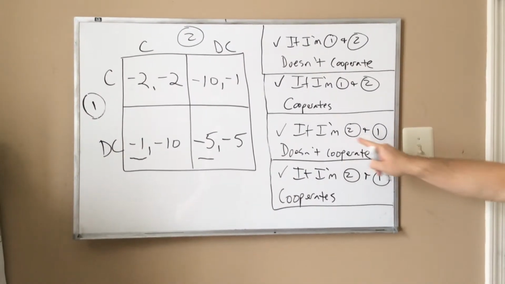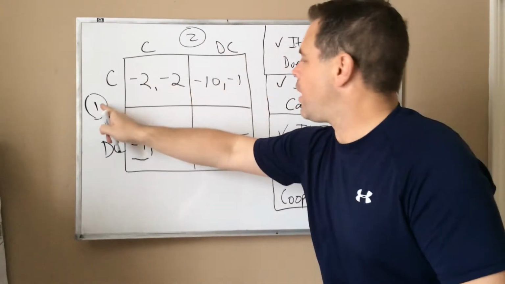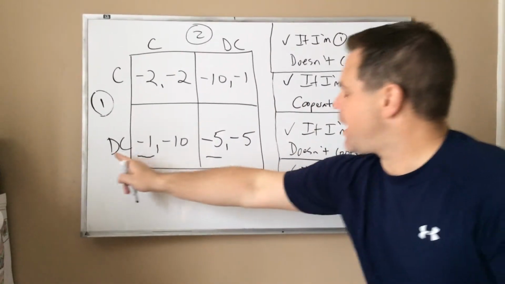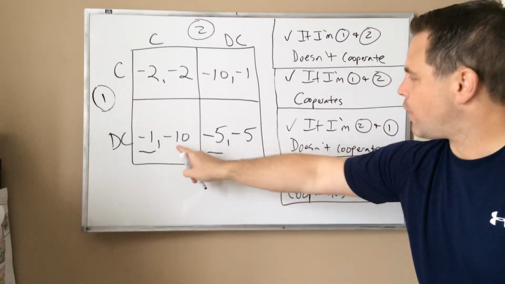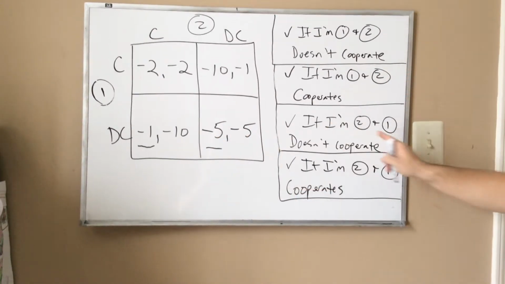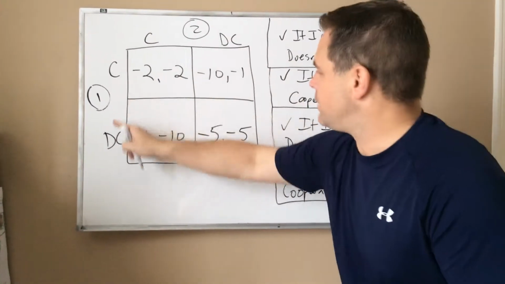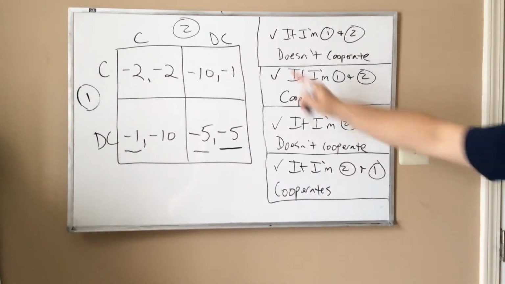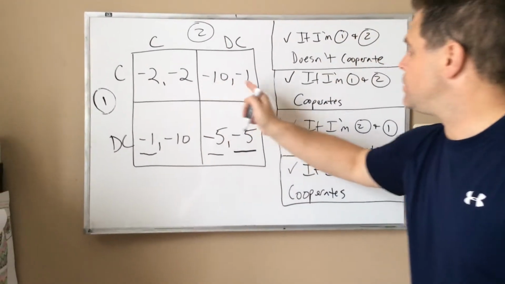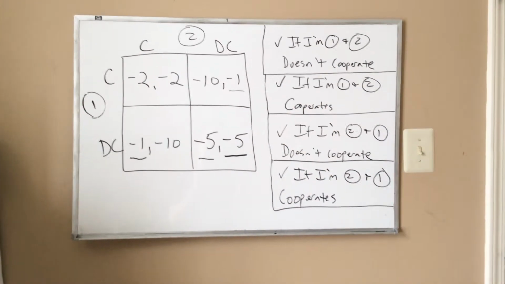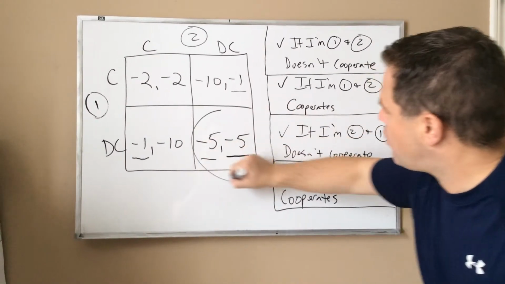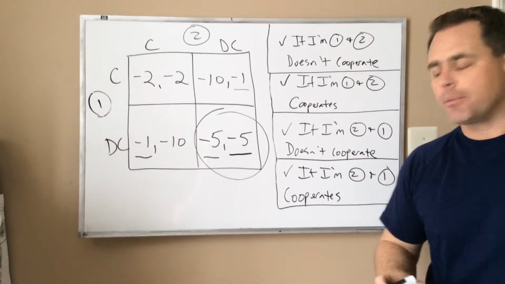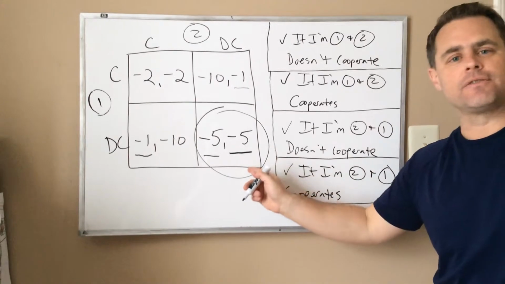Question 3, if I'm player 2 and player 1 doesn't cooperate, this is where it gets a little tricky. When you start with the third question, you now have to look across and you look to the right of the comma to see the payoffs. So this is if I'm player 2 and player 1 doesn't cooperate: 10 years, 5 years, 5 years. Finally, if I'm player 2 and player 1 cooperates: 2 years, 1 year. So any quadrant where we have both of the numbers underlined is going to be our Nash equilibrium. In this case, we have 5 years in prison for each player.